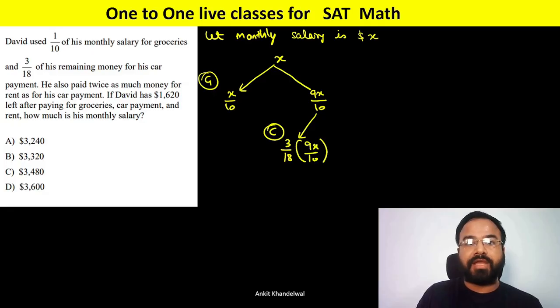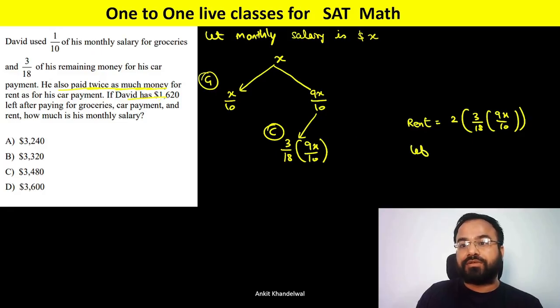This is for the car payment. And he also paid twice as much money for rent as for his car payment. And for the rent, how much did he pay? Twice as much as the car payment. So 2 times 3 by 18 times 9x by 10, right? Twice of this thing. If David has 1620 left, so the money left is 1620 after all of them. How much is the monthly salary? So we can say over here, the original monthly salary was X.